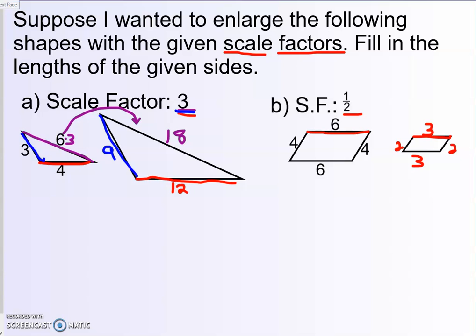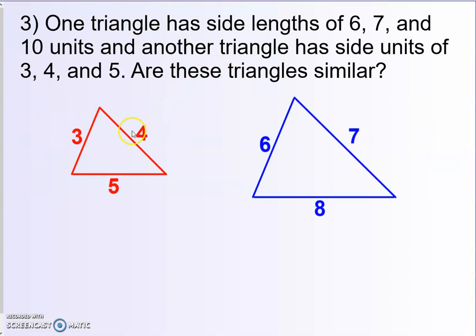Now, let's talk about proportional sides. So we have one triangle on the left, or on the right, with lengths 6, 7, and 8. And we have a triangle on the right with sides 3, 4, and 5. And my question is, are these triangles similar to each other? Well, if they are similar, then the sides need to be proportional. We have to look at the proportions involved for each of these sides. So let's set up a proportion.